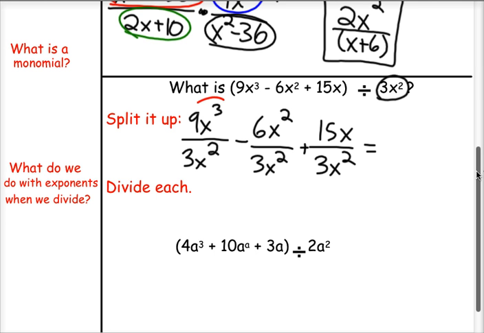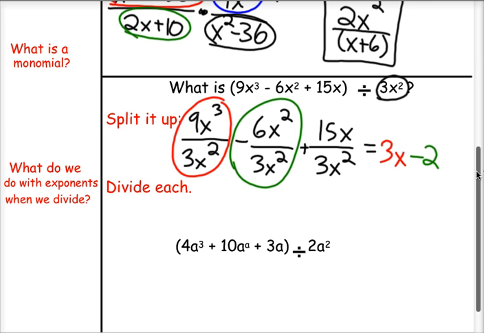So if I'm looking at my first piece, 9x cubed over 3x squared. Well, 9 divided by 3 is 3. X cubed divided by x squared. So I'm starting with 3, taking away 2 of them. That just leaves me 1 of them. Look at my second one. 6 divided by 3 is 2. X squared divided by x squared. Well, I'm starting with 2 x's, and I'm taking away both of them, so I don't have any x left.